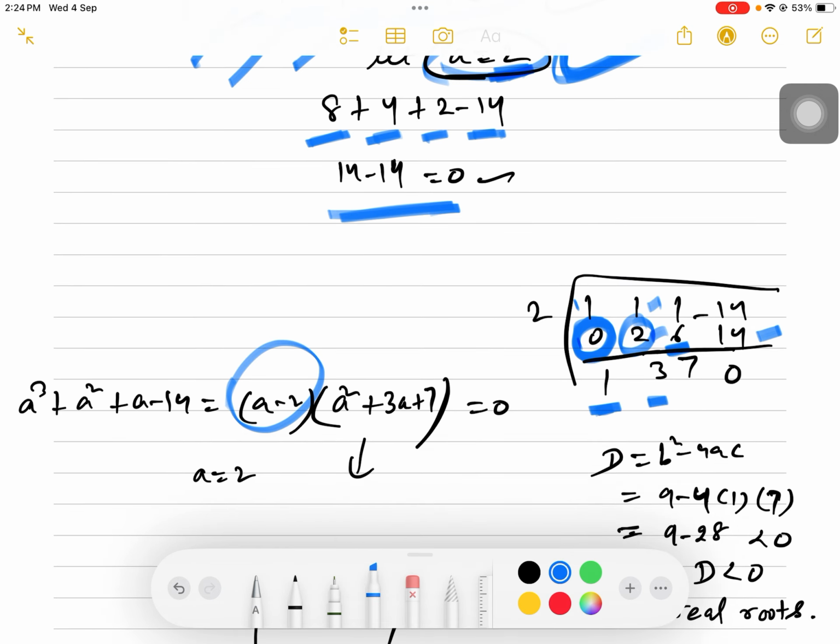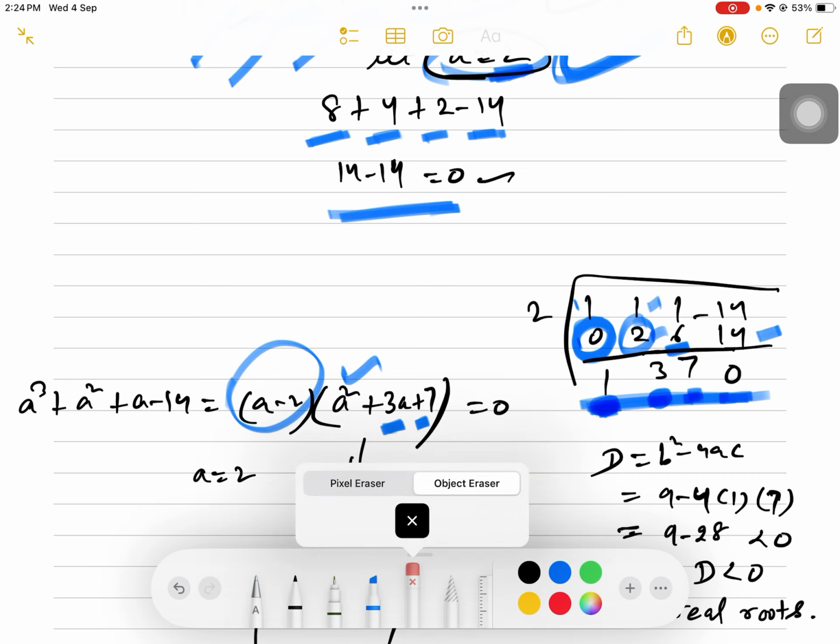So now what is left? Our coefficients left are 1, 3, 7, 0. Using these coefficients, we will write the second factor in quadratic form. 1 is the coefficient of a square, so a square; then 3 is the coefficient of a, so plus 3a; and then plus 7 is the constant term, equal to 0. So this is our second factor, a square plus 3a plus 7, and the first factor was a minus 2.